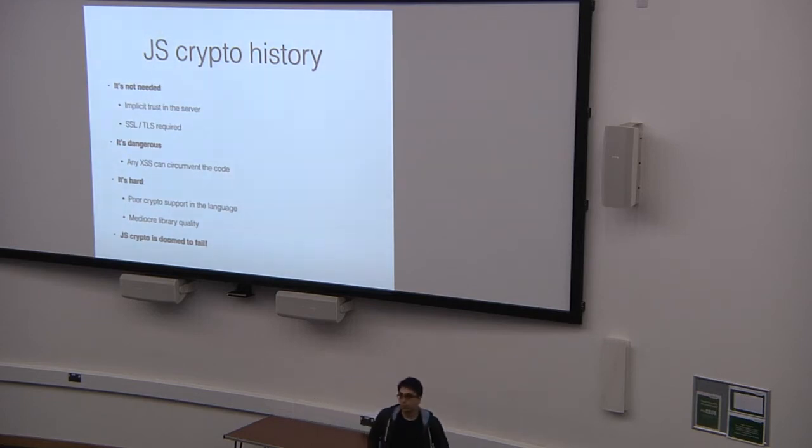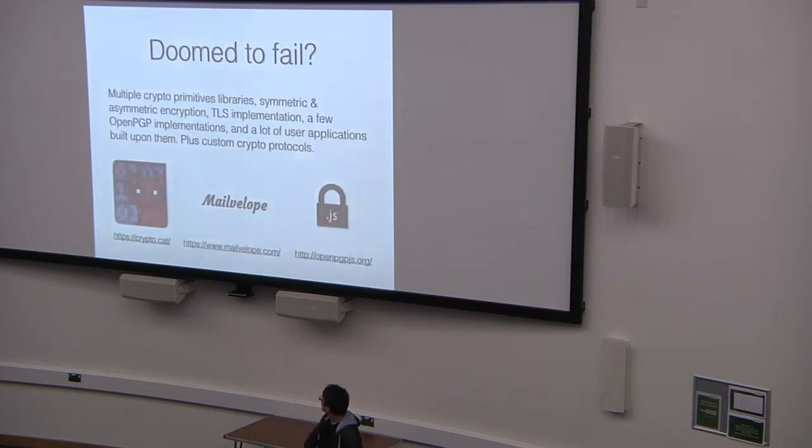So developers read the articles, asked about opinions, and stopped doing JavaScript crypto, and we all lived happily ever after, right? Well, actually, that was not the case. Now we have multiple cryptographic libraries available. There are crypto primitive libraries, there are some protocol implementations like a TLS stack, there are multiple OpenPGP implementations done in JavaScript, there are user applications built upon those protocols, there are custom crypto protocols. So there's a lot of actual cryptography being done in JavaScript.